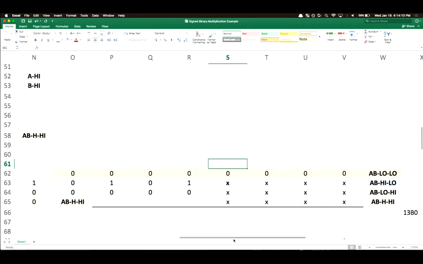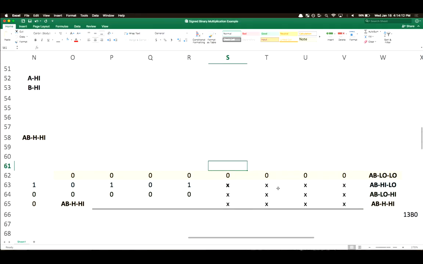So what you're essentially doing is, from AB low-low, if you look at the 4 least significant bits, those are going to be your 4 least significant bits of the product of the magnitude. So you don't have to add anything to it. You would just directly write those values down here.